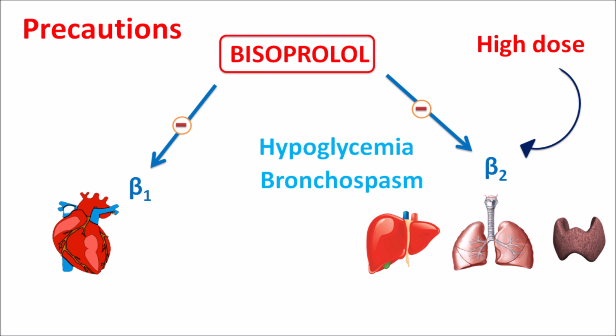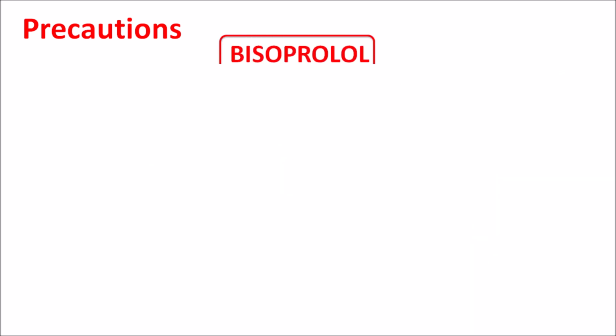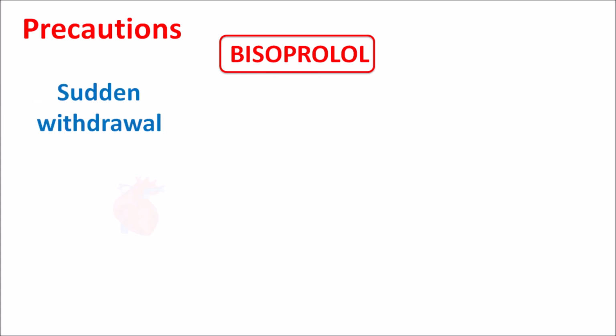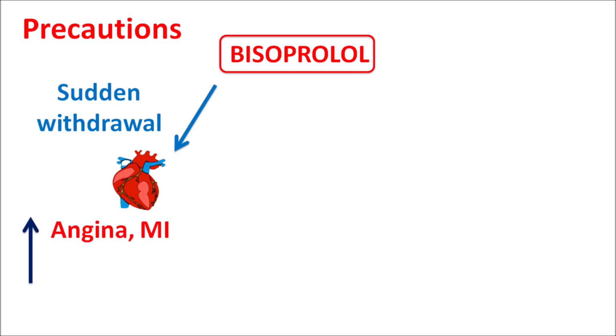patients with uncontrolled diabetes. Similarly, on sudden withdrawal, this drug can increase the action of catecholamines on the heart, so that it can increase the risk of angina and myocardial infarction, and it can even increase ventricular arrhythmias. So the dose of the drug should not be stopped suddenly. It should be tapered slowly in order to avoid withdrawal effects on the heart.